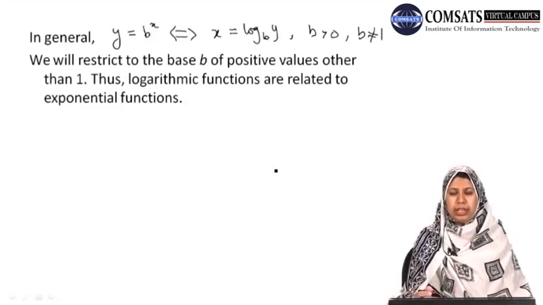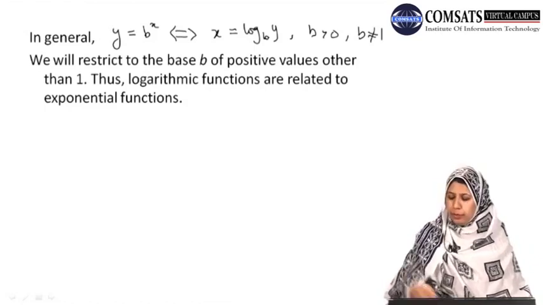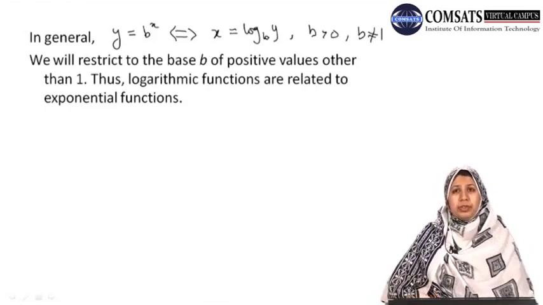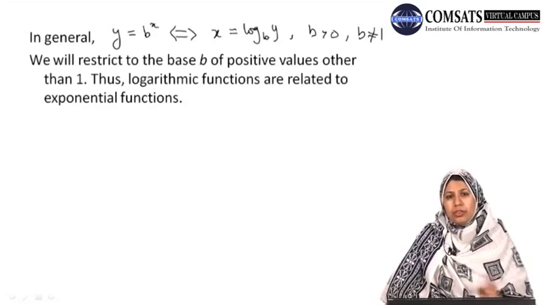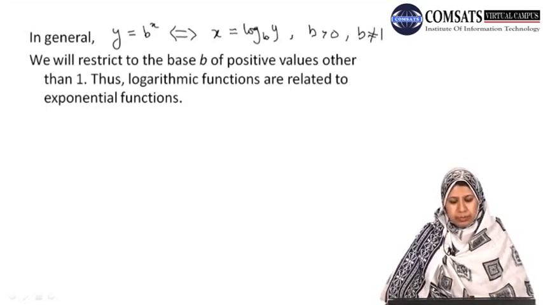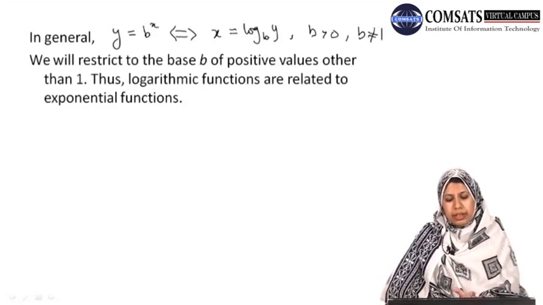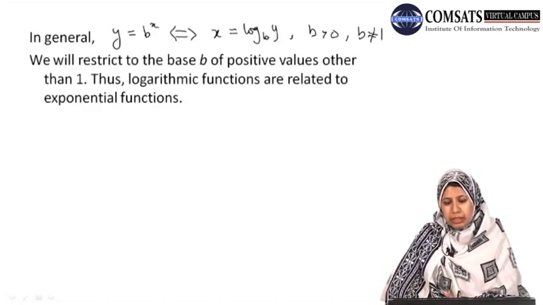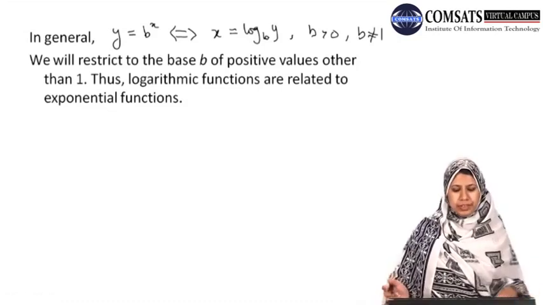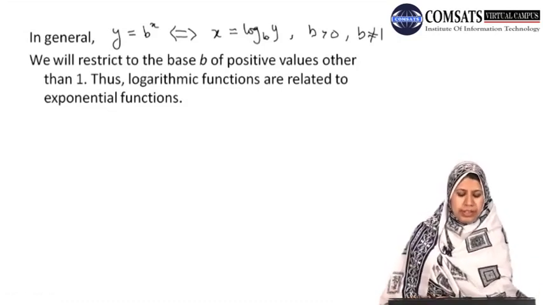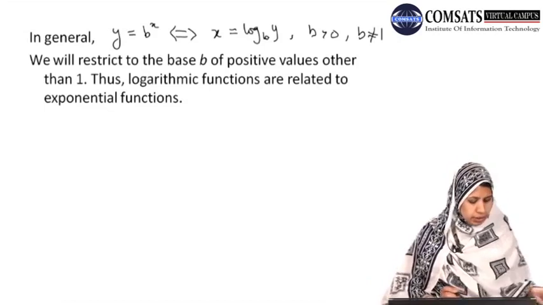So, with the help of this general formula, whenever y is equal to b to the power x holds, that is, whenever this exponential equation holds or there exists an exponential function, for that exponential function there always exists a logarithmic function, that is, x, the power or the exponent, is equal to log to the base b of the number y. So, we have seen that logarithmic functions are related to exponential functions.